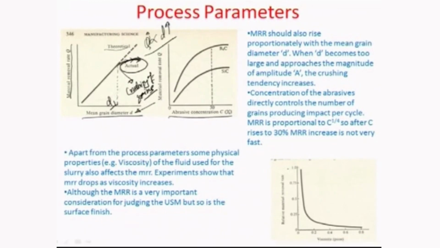So for example, if you keep on loading the grains in the slurry at higher and higher concentration, for two different materials it has been proposed here, let us say for boron carbide with a different grain hardness and silicon carbide with a relatively lower grain hardness, you can see that with the increase in the abrasive concentration the MRR kind of plateaus.